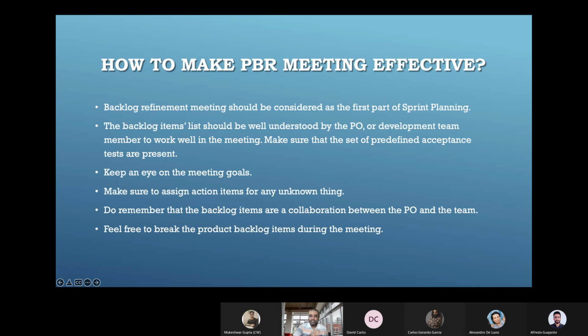Make sure to assign an action item for any unknown thing. This is very much time consuming otherwise. So what happened? Okay, we don't know this, we don't know that. So we'll keep it like that. In the next meeting also we'll keep it like that. And when the time comes where that thing has to be picked up or delivered, or the priority becomes higher, at that time everyone just bangs on for clearing the impediments and getting more information. So that's not an efficient way to do it.